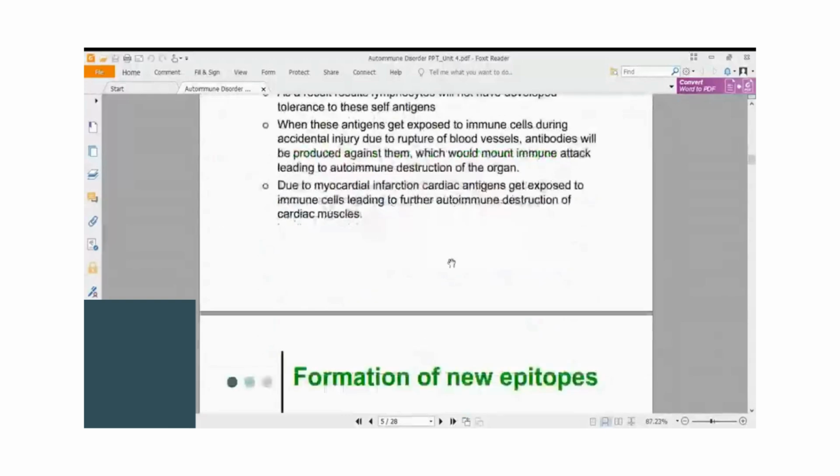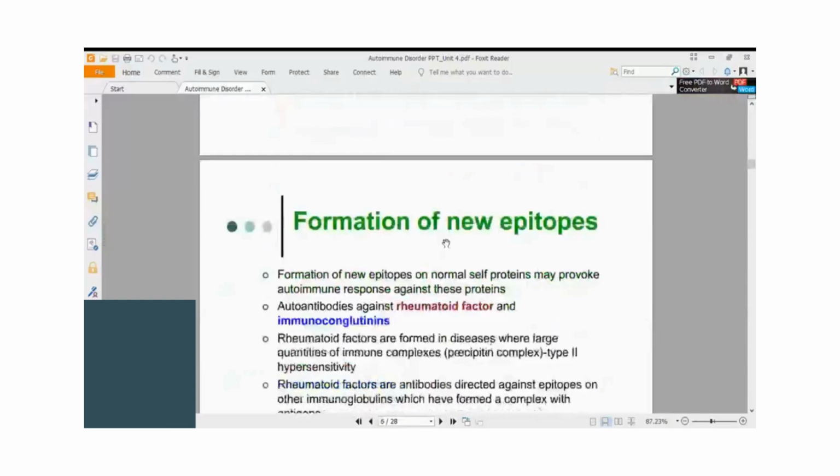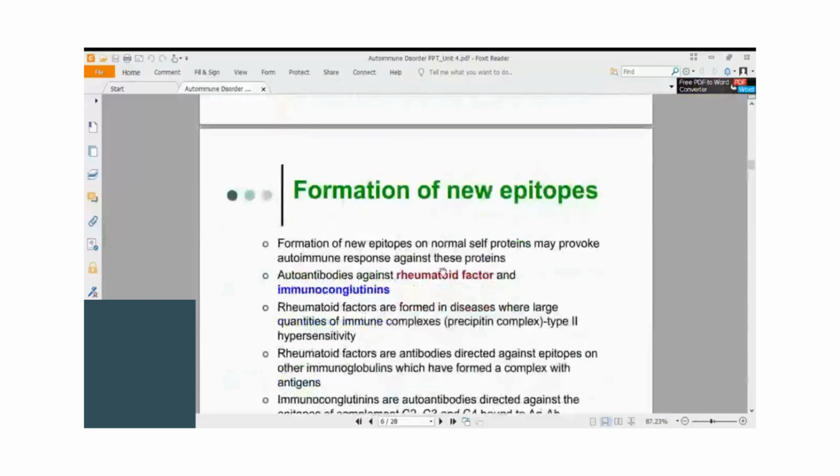Okay, so that is as far as hidden antigen exposure is concerned. Now let us see the formation of the new epitope. When does the new epitope form?